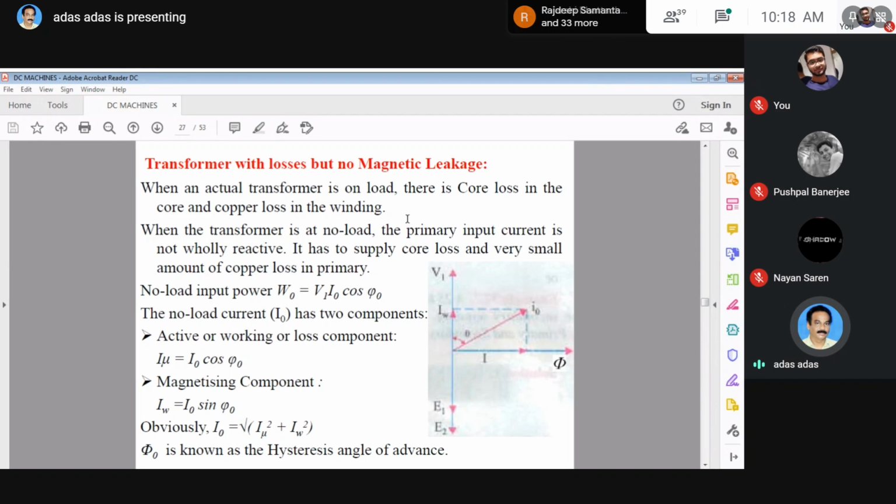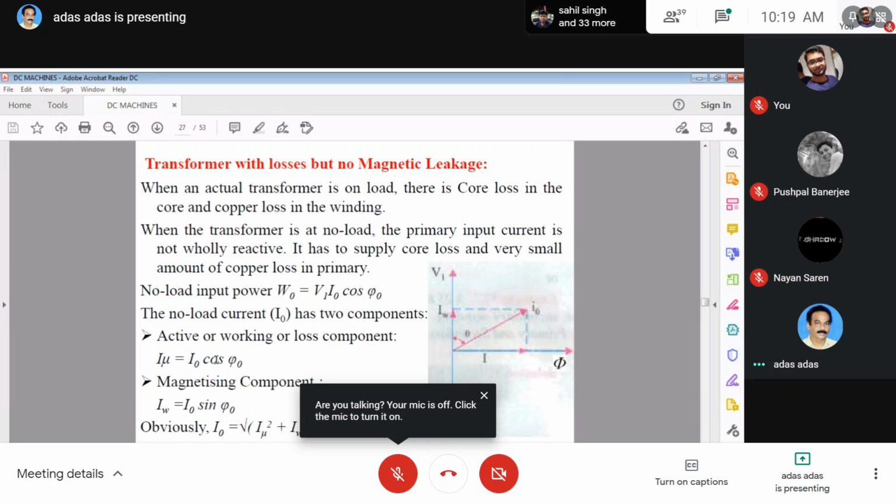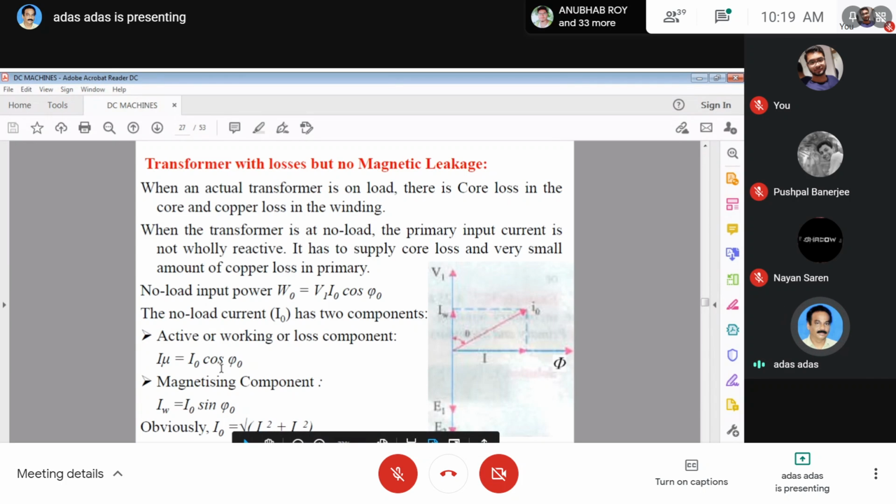Then no load input power W0 equals V1 I0 cos phi 0. V1 is the applied voltage, I0 is the no load current or exciting current, and cos phi 0 is the power factor. Obviously, phi 0 is the angle between voltage and current, which is shown in the phasor diagram. The exciting current, that is the no load current, has two components. One is the active or working or loss component, denoted by I mu, which is equal to I0 cos phi 0. You know that. And there is the magnetizing component, I omega, equal to I0 sin phi 0. This is the active power, and this is reactive power.